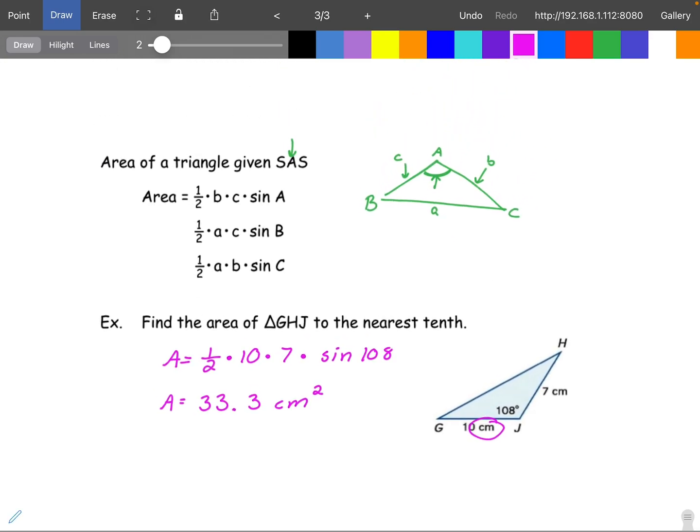And so that is it for law of sines. So not as bad as it looks. There's just a few little things that you need to be careful of and keep straight.